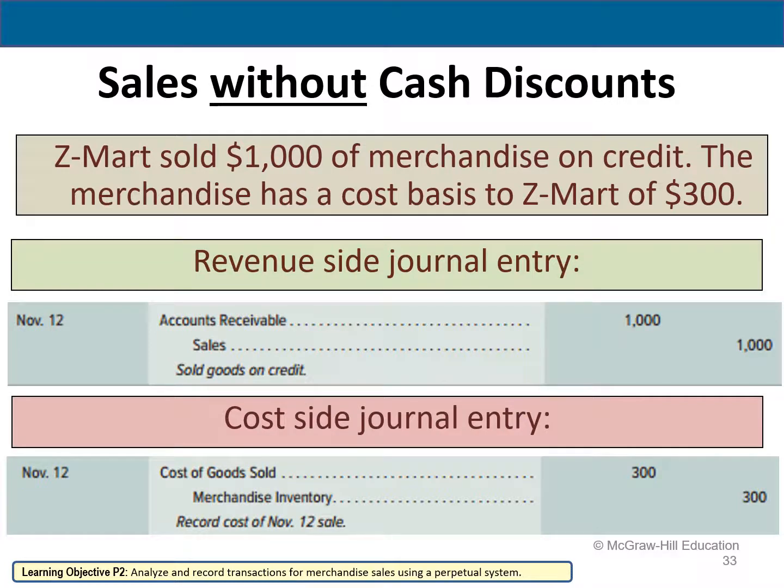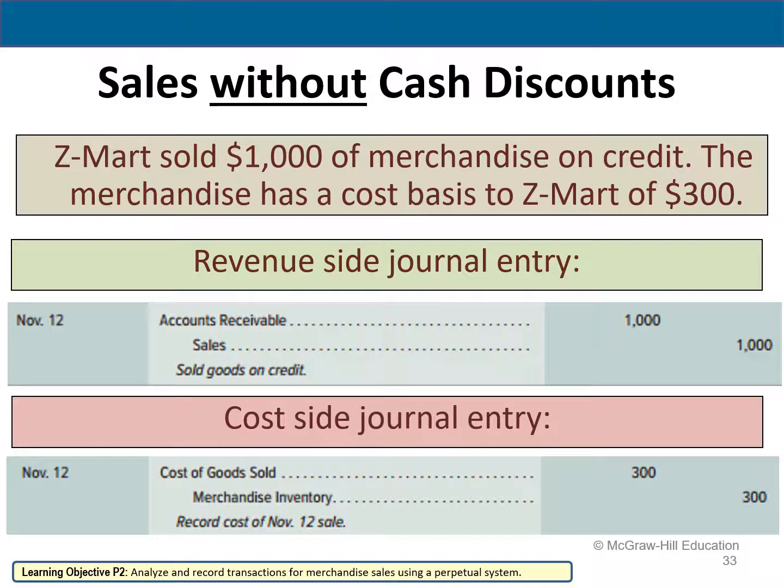So let's say we make a sale without any kind of cash discount. So Z-Mart sold $1,000 of merchandise on credit. The merchandise has a cost basis to Z-Mart of $300. So we have to record two transactions. So they sold $1,000 of merchandise on credit. So on credit means we have a receivable, right? So we debit receivable and we credit sales.